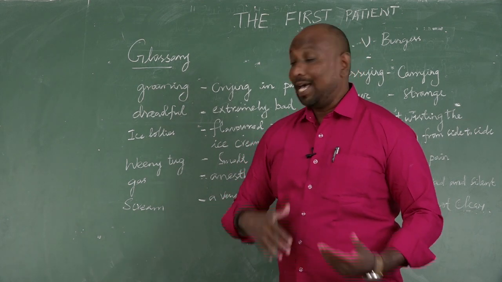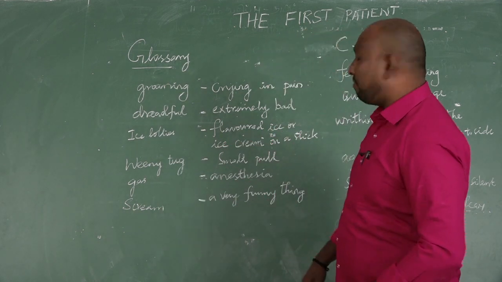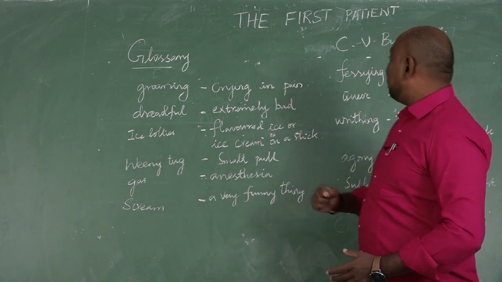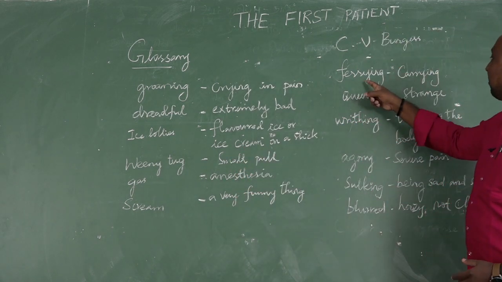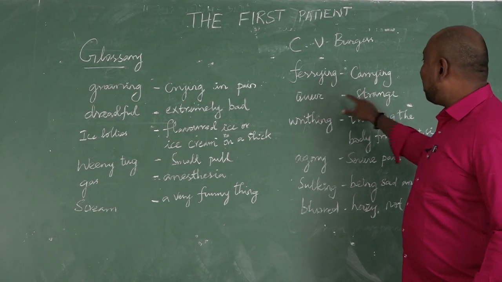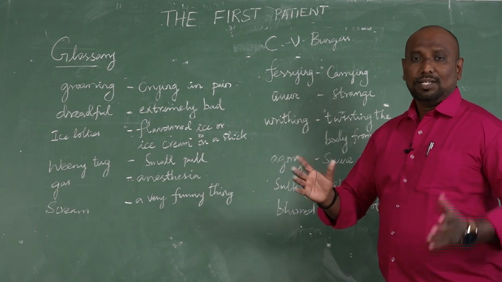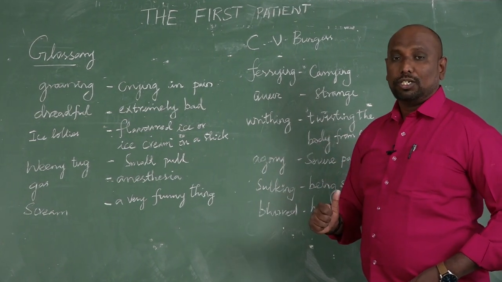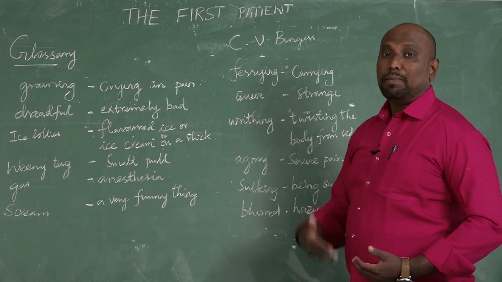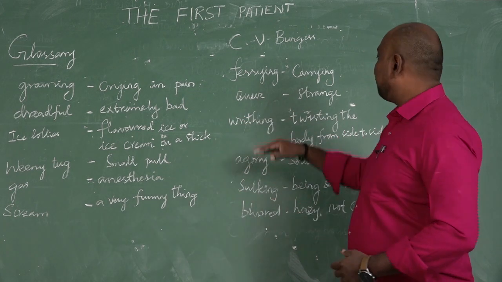That is called anesthesia. Next is scream. A scream is a very funny thing. We call it a scream. Next, ferry. Ferrying means carrying something. Next, strange means unknown, unfamiliar. That is not known already. I met a stranger means someone unknown, unfamiliar.